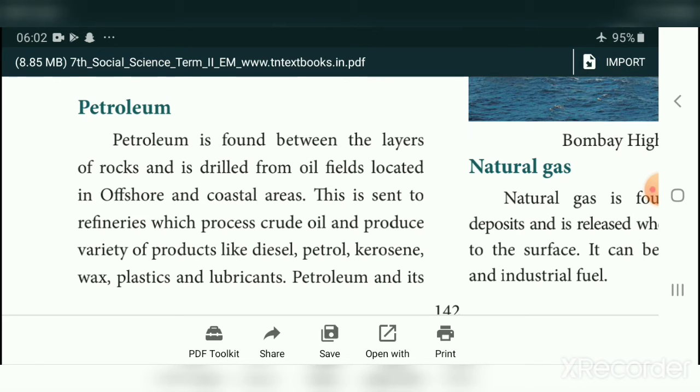Refineries means purifying centers, which process crude oil and produce a variety of products like diesel, petrol, kerosene, wax, plastic and lubricants. So when we drill the rocks under the earth, we can get the crude oil. Crude oil means diesel, petroleum, kerosene, all these things jointly called as crude oil. This crude oil we have to send to the refinery center to purify.